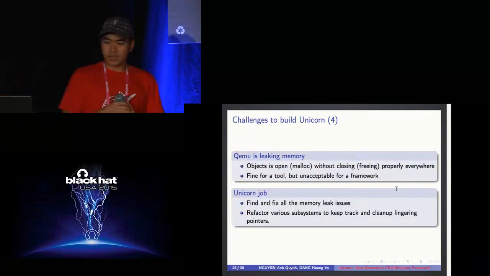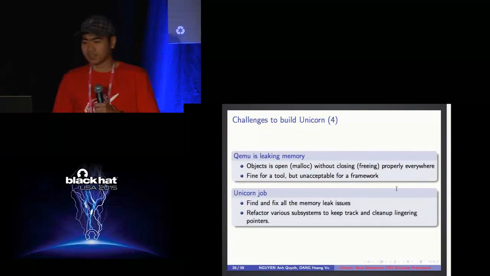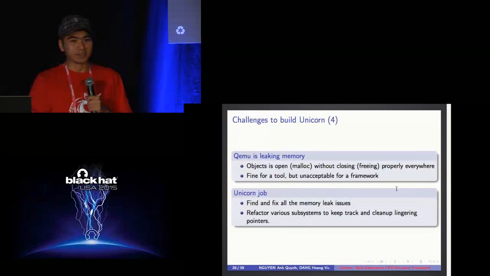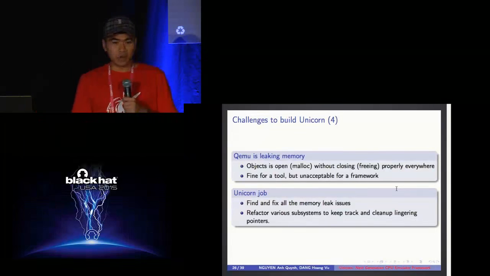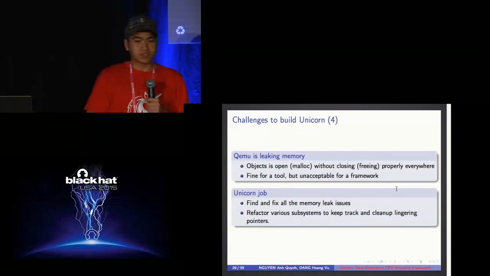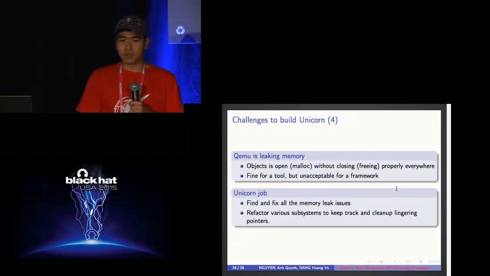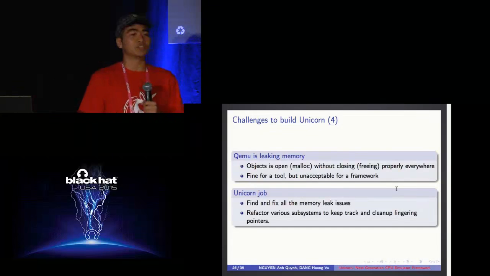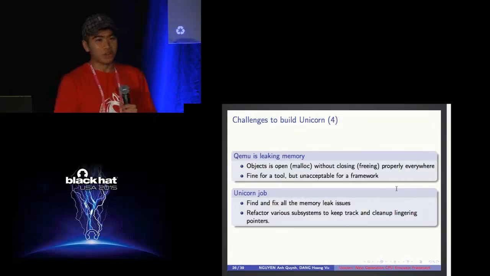So the fourth challenge here is that QEMU is leaking memory like crazy. When we look at the code, we see that memory was allocated with malloc here, but there's no close, there's no free. So if you just run a simple one-liner over QEMU, there will be tons of memory leaks. But this is fine for QEMU because you just run it once and then you close it and that's it.